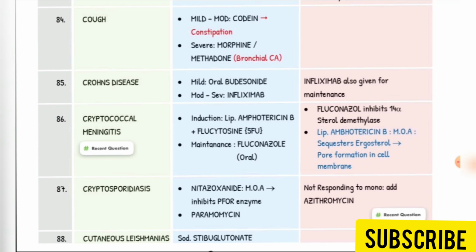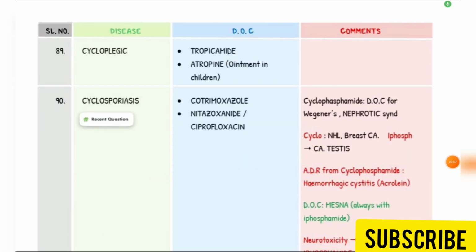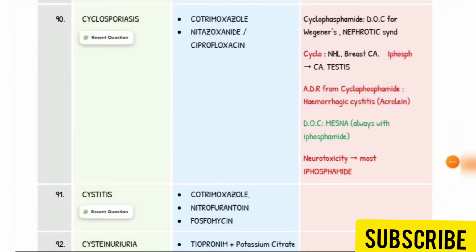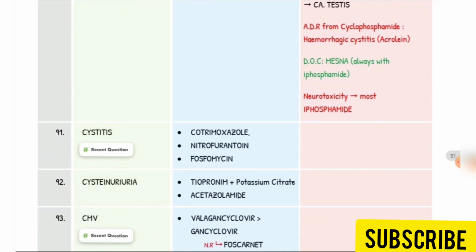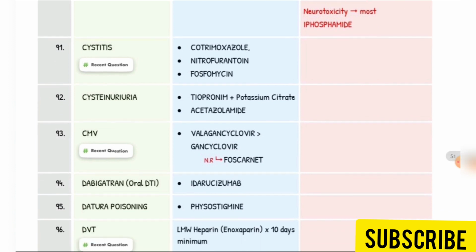Next is cutaneous leishmaniasis, drug of choice: sodium stibogluconate. Cycloplegic, drug of choice: tropicamide, atropine ointment in children. Next is cyclosporiasis, drug of choice: cotrimoxazole, nitazoxanide, and ciprofloxacin. Cystitis, drug of choice: cotrimoxazole, nitrofurantoin, and fosfomycin. Cystinuria, drug of choice: tiopronin plus potassium citrate and acetazolamide.